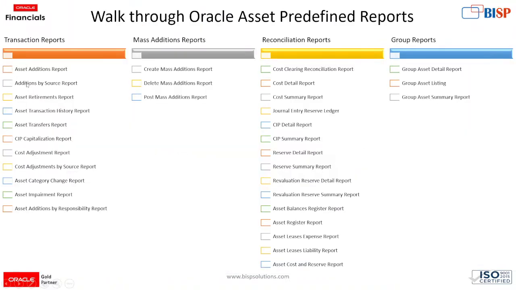Let us view the other reports. The Additions by Source Report lists all the assets added or capitalized during the specific period and shows the details of the associated invoice line, where it is coming from. It also sorts totals by source, balancing segment, asset type, asset account, cost center, and asset number.